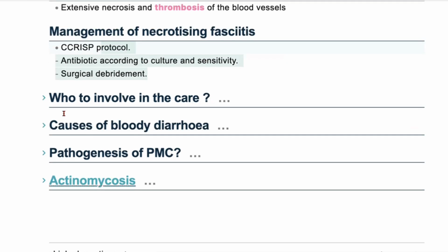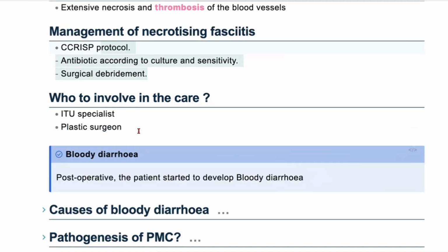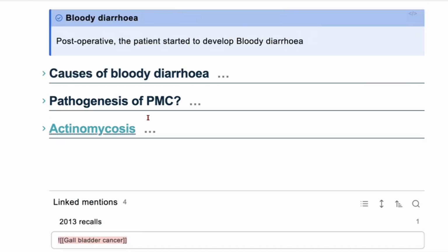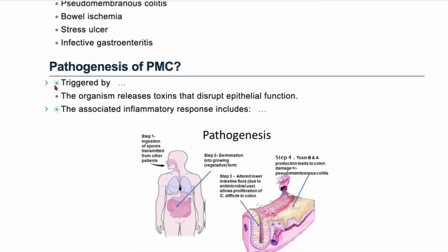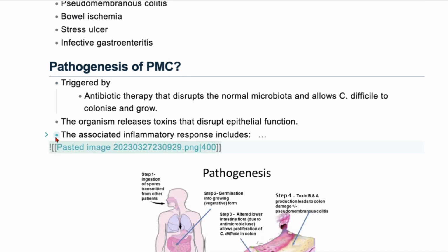All right. Who to involve in the GOO? You actually gave a better answer here, that you're going to get ITU, plastic surgeons, etc., a microbiologist, and basically everyone that should be involved. Bloody diarrhea, good differential, and PMC is the most common or the most relevant here. And I think you covered this well as well.